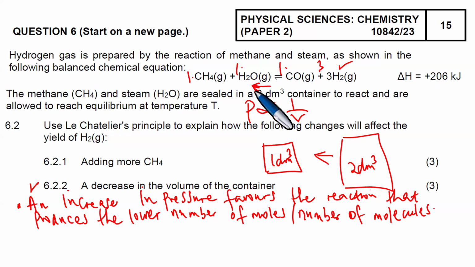Lower number of moles means you are favoring the reverse reaction. An increase in pressure, if you increase the pressure, you need to look for the lower number of moles, 1 versus 1, 3, and therefore 1, 1. It means that an increase in pressure favors the reaction that produces the lower number of moles or number of molecules.